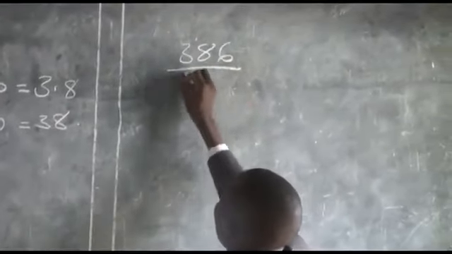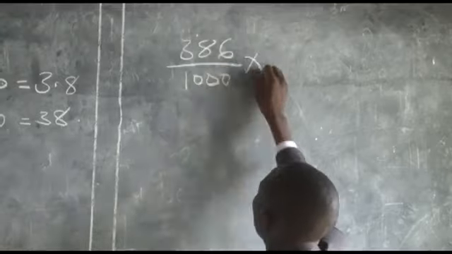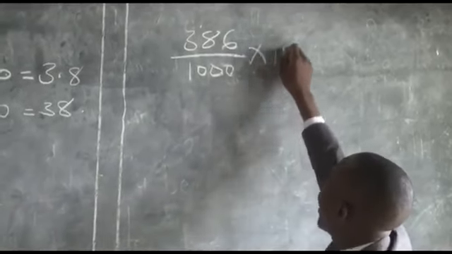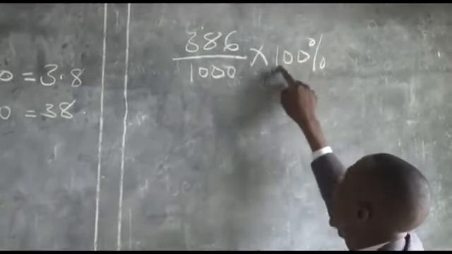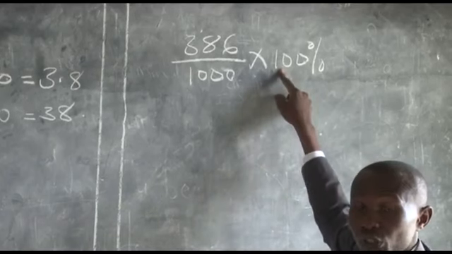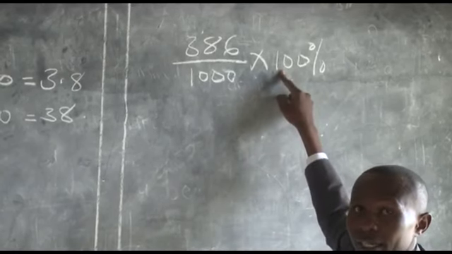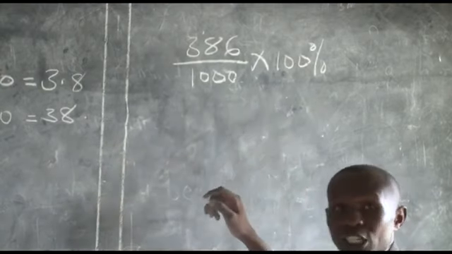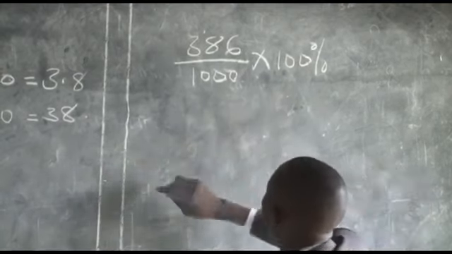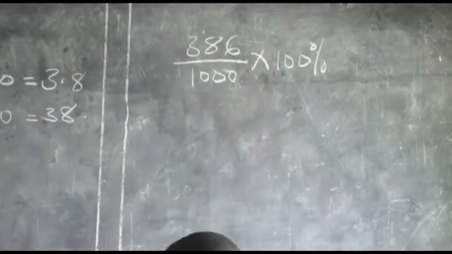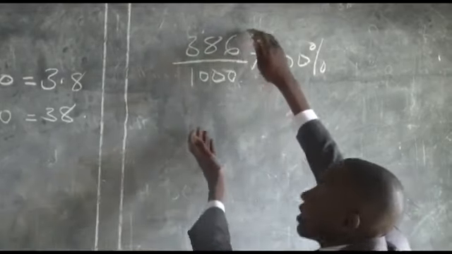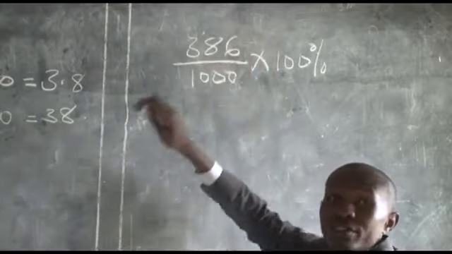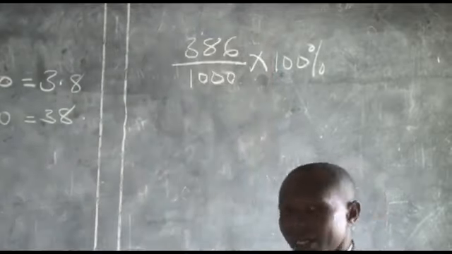386 out of 1,000 times 100. Why are we multiplying by 100? Because we are changing to percentage. Okay? We are changing to percentage, and we say normal percentage is 100. So from there, I've just copied this step the way it is. I've just transferred here, purposely to divide from a different step, not here.